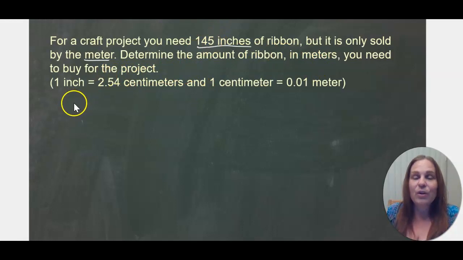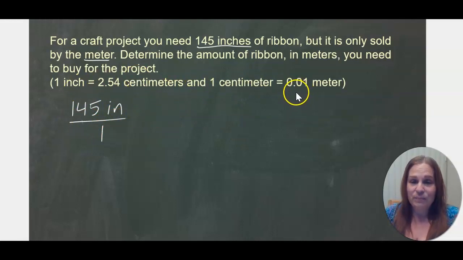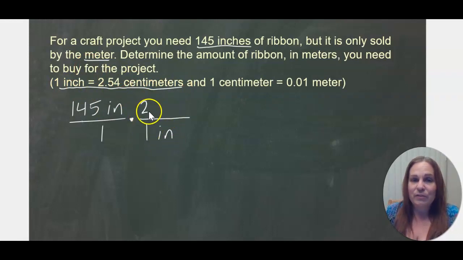Okay, so we're going to start off with the dimension that we're given, which is 145 inches over 1. Now, I've got 2 conversion factors here, right? The one that I'm going to use is the one that has inches. If I already have inches on the top, I want the inches to cancel, so using this conversion factor, I'm going to put 1 inch on the bottom and 2.54 centimeters on top.